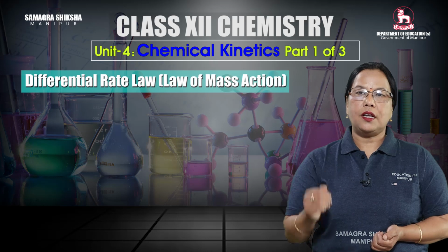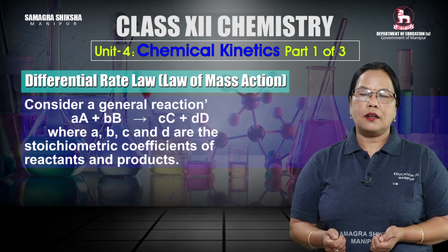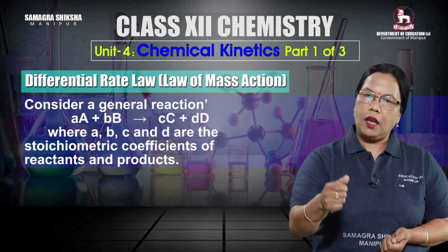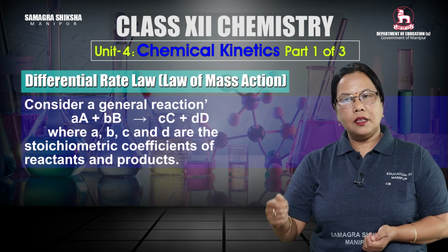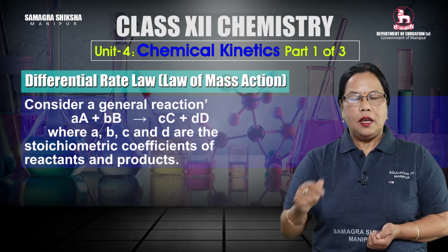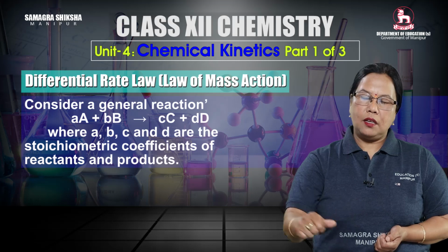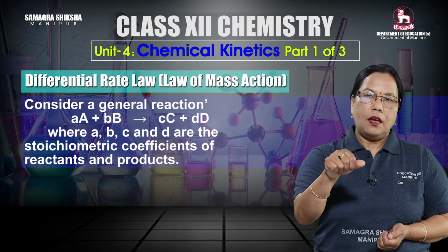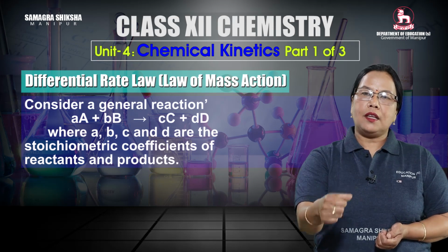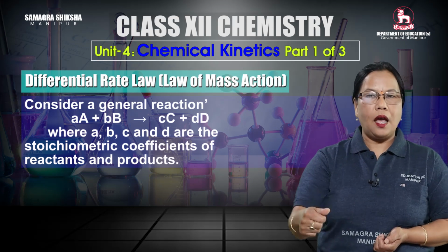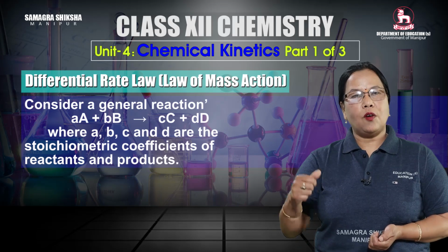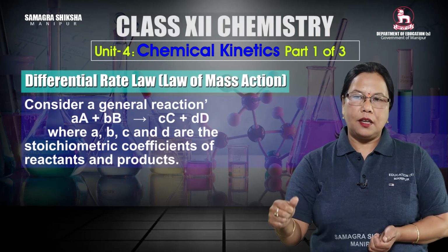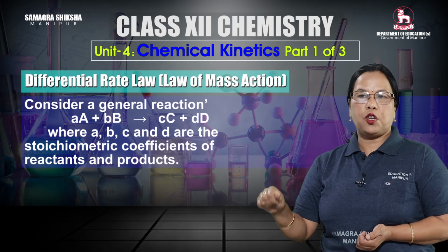Example: let's consider a general reaction. A and B are reactants, C and D are products. Small a is the stoichiometric coefficient of reactant A, small b is the stoichiometric coefficient of reactant B, c is the stoichiometric coefficient of product C, and d is the stoichiometric coefficient of product D.